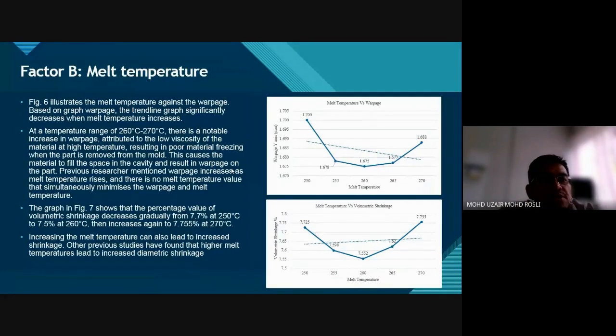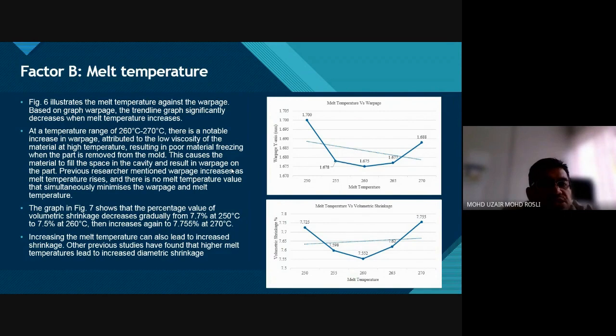And we go to factor B, melt temperature. Figure 6 illustrates the melt temperature against the warpage. Based on this graph, the trendline significantly decreases when the melt temperature increases. There is a notable increase in warpage attributed to the low viscosity of the material at a high temperature, resulting in poor material freezing when the part is removed from the mold.